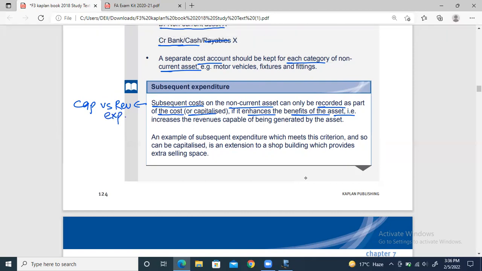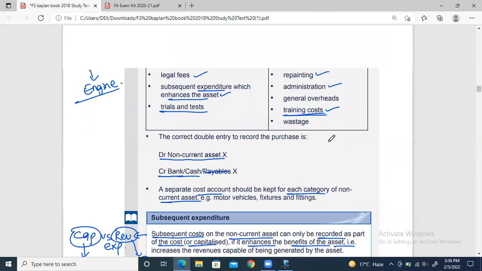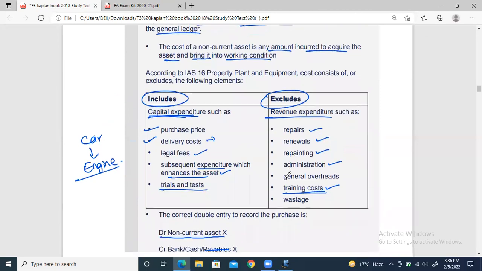Subsequent cost is like, for example, today I've purchased a new machine, right? Now what happens next? For example, tomorrow or day after tomorrow or next week or next month or next year, if I need to incur some extra expenditure on that machine, what happens for that? So again, there is the same debate about capital versus revenue expenditure, the same thing that we studied above. If it is a capital expenditure, then we straight away include it in the asset's cost. And if it is a revenue expenditure, we simply expense it in the statement of profit or loss, because this will not be included. Remember the things we have here. So the same thing we're doing over here.